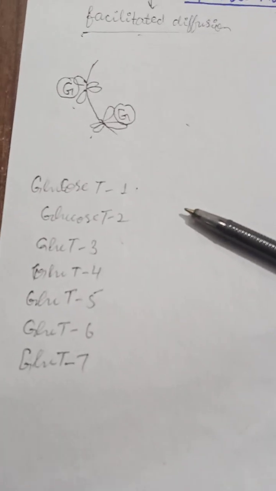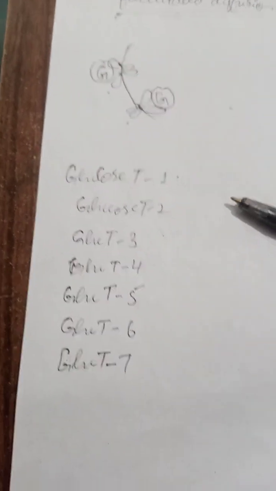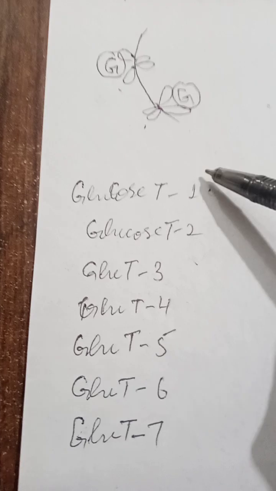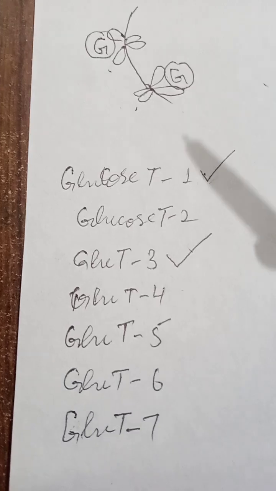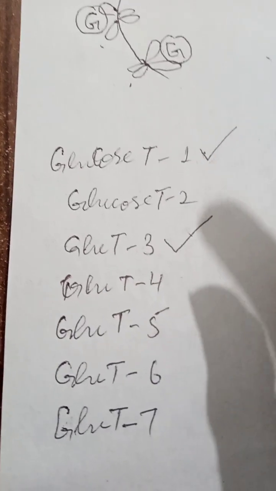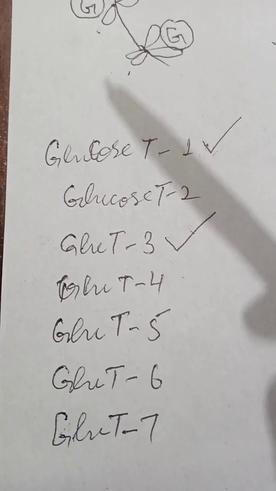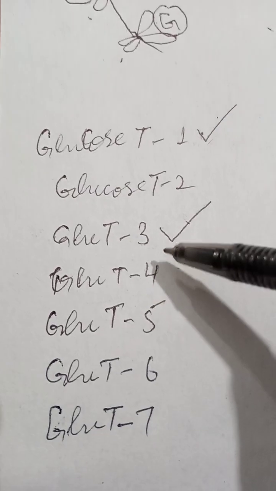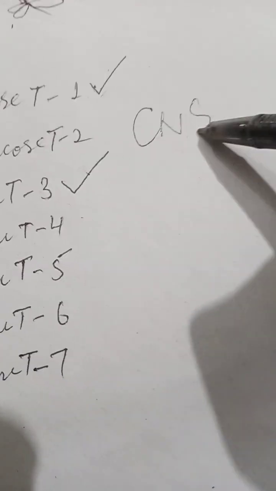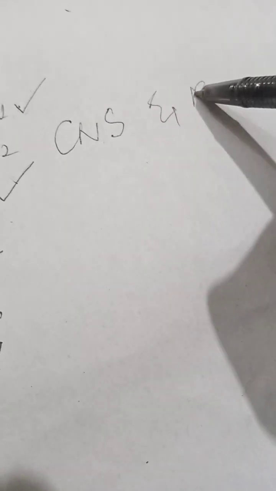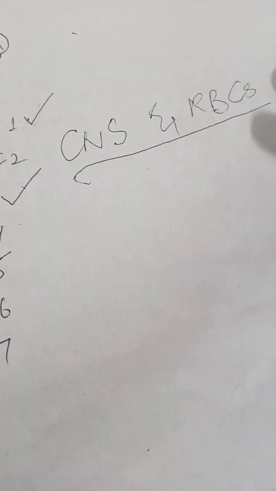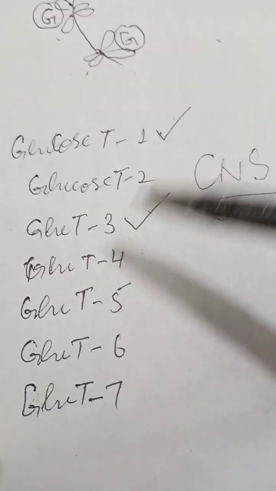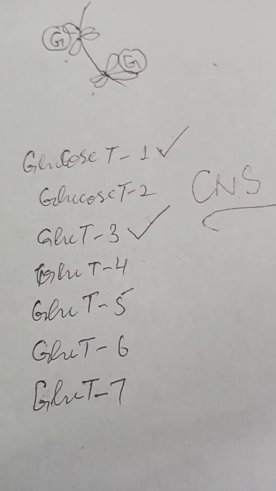So let's discuss the different types of transporters. Glucose transporter 1 and glucose transporter 3 are in most of your body tissues, and most probably in the central nervous system and red blood cells. Why are they in the central nervous system and red blood cells more? Because of their function, because they have high affinity for glucose.